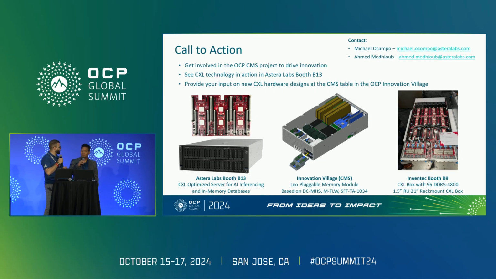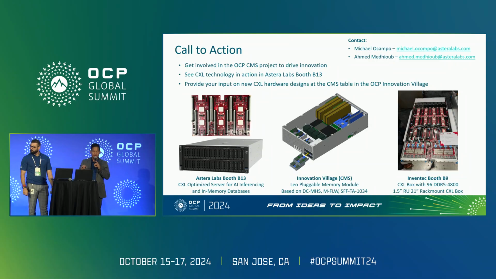And Michael, you can close. Yeah, definitely get involved. As mentioned, this stuff is awesome. It's in our booth, B13. We also have a mock-up of what we think the next generation AI systems will look like. It actually features all of our silicon, everything from our Leo CXL controller, our Aries 6 retimer, our Taurus Ethernet cabling, as well as our new product, our Scorpio PCIe switch. And then over in the Inventec booth, I think it's actually B8, not B9. This is a CXL box with 96 DDR5 4800 DIMMs.